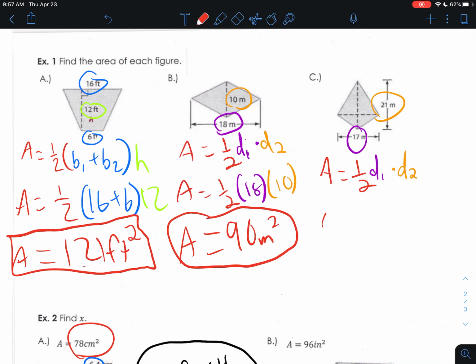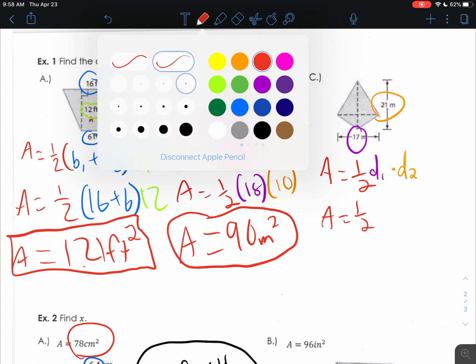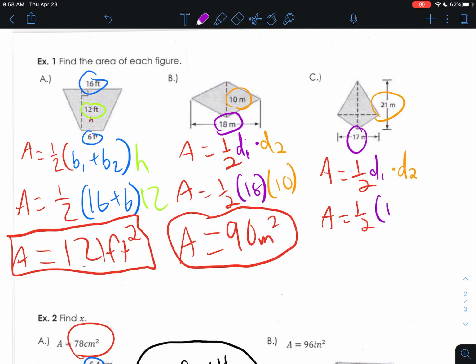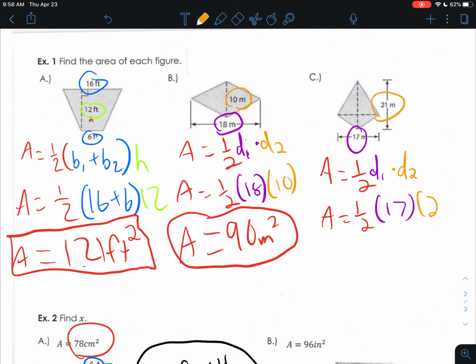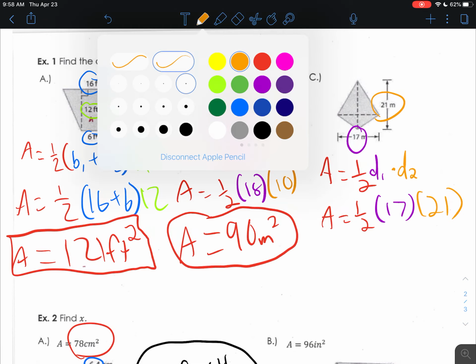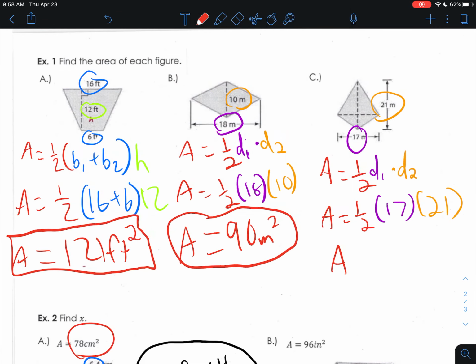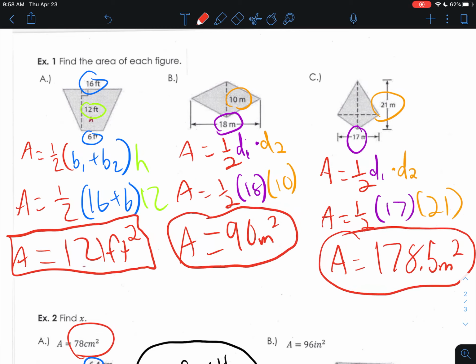That's what's most important. So the area would then equal 1/2 times 17 times 21, which then simplifies down to 178.5 meters squared, and that would be our final answer.